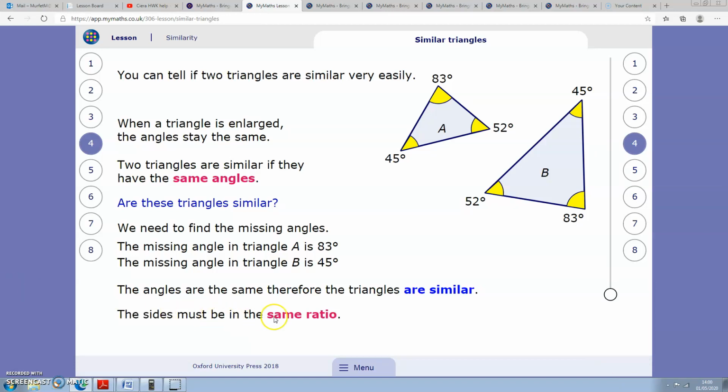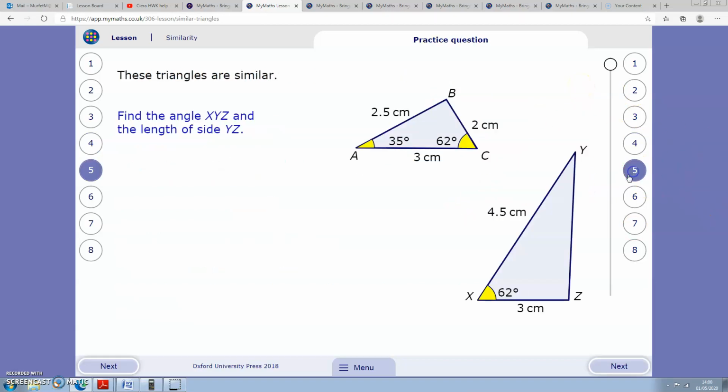Okay, the sides must be in the same ratio, because the angles are exactly the same. We don't know what the ratio is, but they must be the same. So let's try this one.